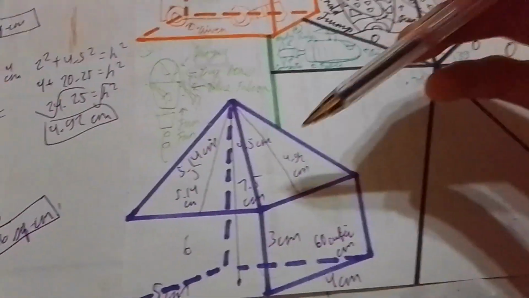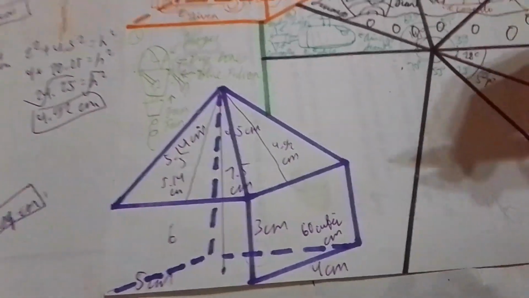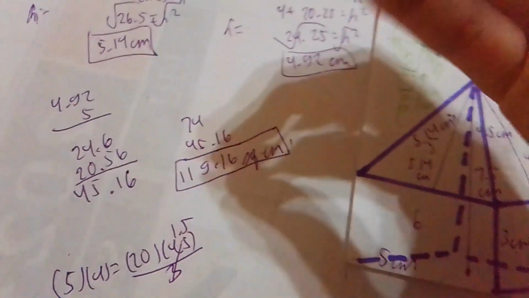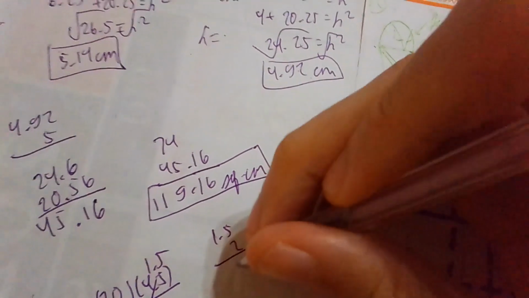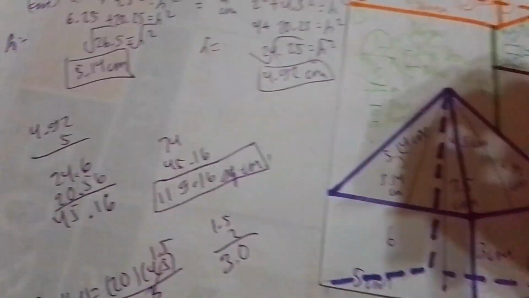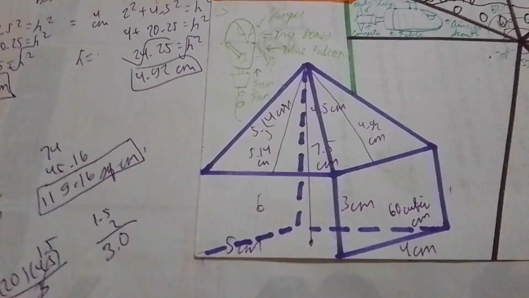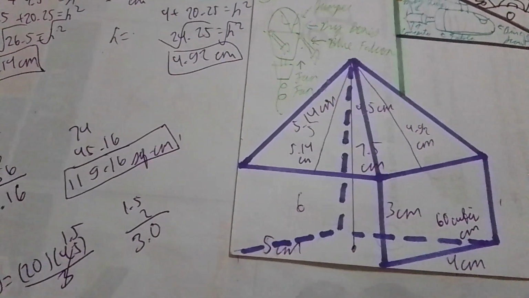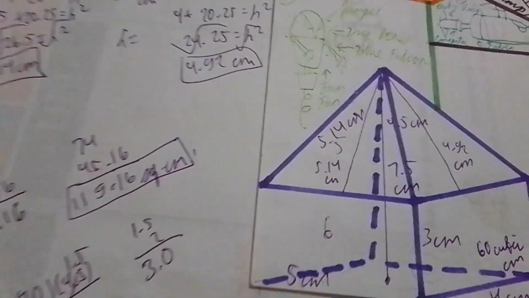For the pyramid, we have to do, remember the height, that's 4.5, di ba? 5 times 4 times 4.5. 5 times 4 equals 20, di ba? 20 times 4.5 divided by 3. This becomes 1.5. So 1.5 times 2, which gives you 3. Right? So therefore, that's the height. So we add this up all together. Tama ba?